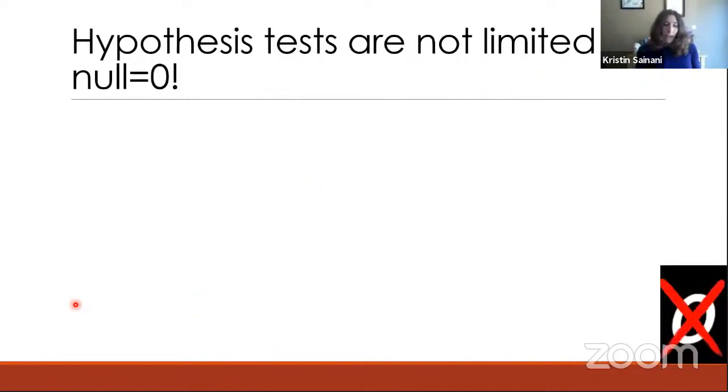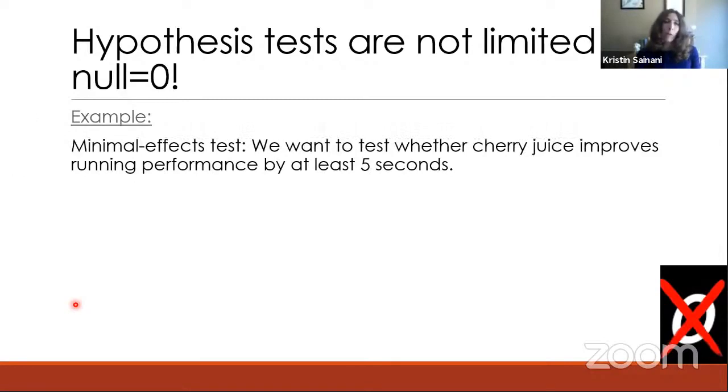All right, another thing I want to bring up about hypothesis tests is that up until now, we've been using a null value of 0. But there's nothing that says you have to use a null value of 0 when you're running a hypothesis test. You can choose a different null value and everything works just the same. So let's look at a slightly different trial with a slightly different research question. What if we set up our trial to do what's called a minimal effects test? Maybe instead of testing against 0, we want to test whether or not cherry juice improves running performance by some minimal amount, say 5 seconds.